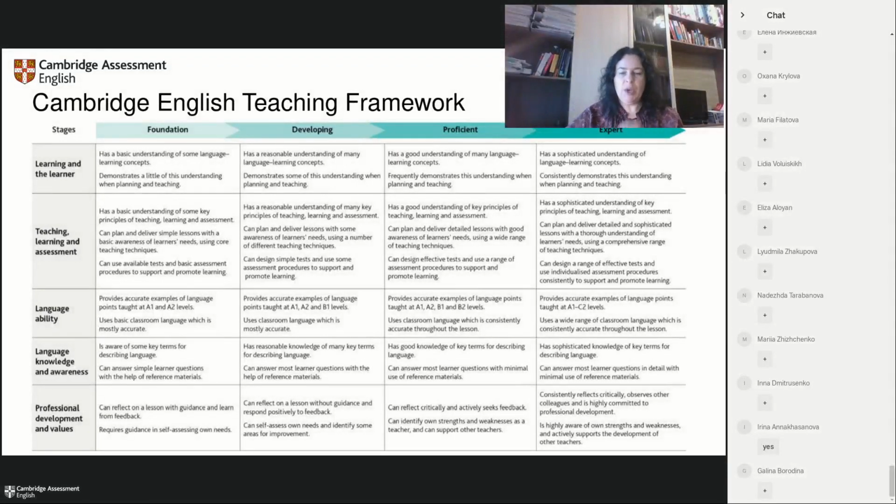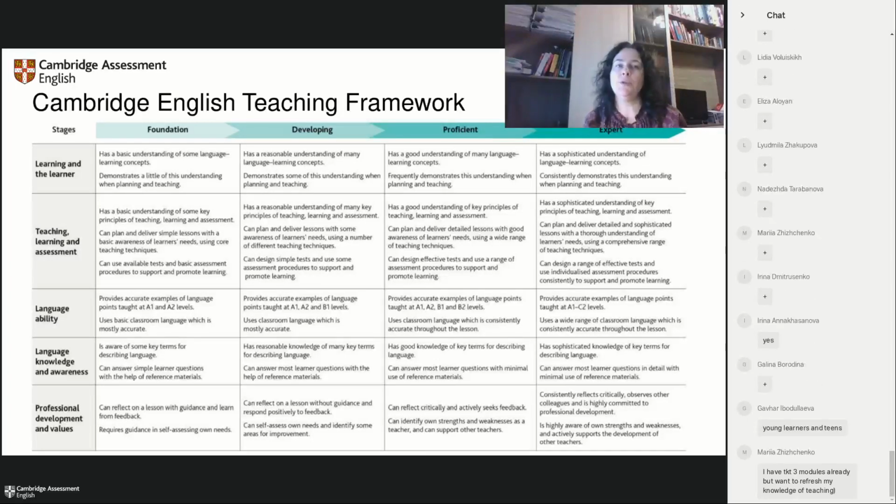Now, let's have a look at the Cambridge English Teaching Framework. This can help you identify where you are in your professional development, how good you are at different aspects related to teaching, and perhaps what your strengths are and what areas you need to work on, right?